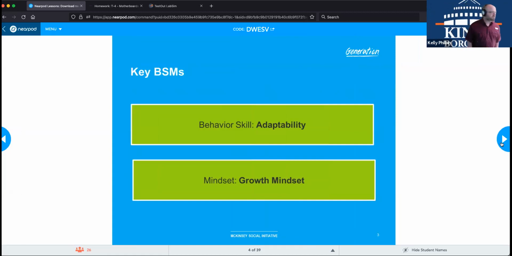Throughout this technical session, the 2 BSMs we want to keep in mind, or behavior skills and mindsets, are adaptability and growth mindset. We want to be able to change to our ever-evolving market and industry. And we want to remember that our intelligence isn't fixed. We can grow as people. We can strengthen our memory and other skills. Our mind is like any other muscle. If you exercise it, it grows stronger. If you don't, it starts to atrophy a bit.